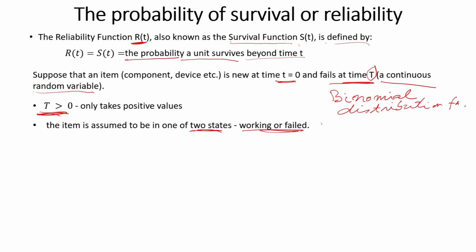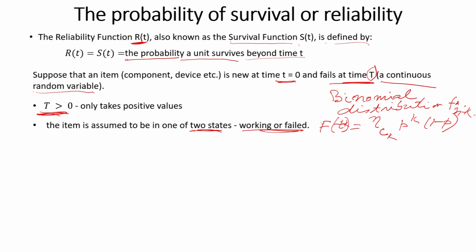So, I can use a term f of some t is equal to p to the power k, then 1 minus p to the power n minus k. So, this is called the binomial distribution function, where t is equal to k. So, what does it mean?